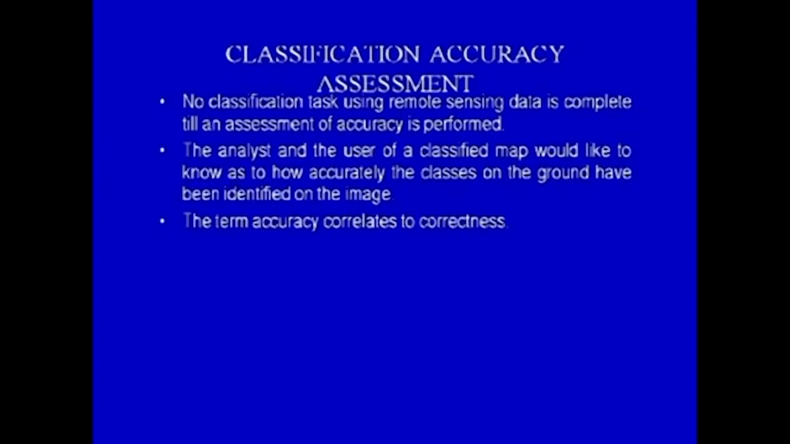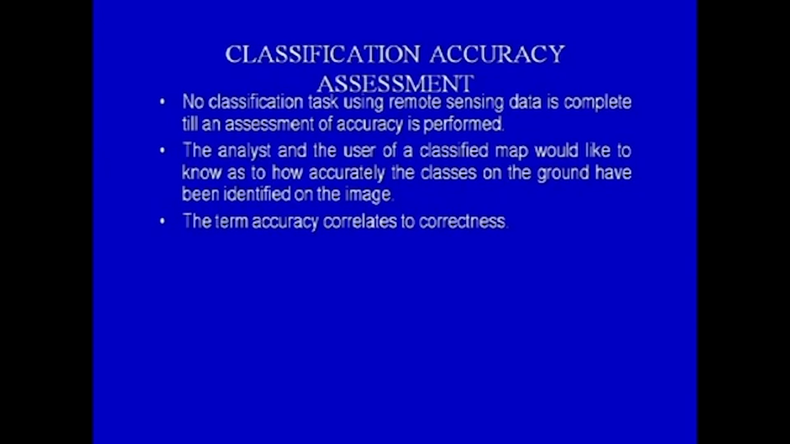After this, the next step which the analyst has to undertake is to make an assessment of the work or the classification which has been done. So, we now discuss classification accuracy assessment. Well, it can be said that no classification task using remote sensing data is complete till an assessment of accuracy is performed. The analyst and the user of a classified map would like to know how accurately the classes on the ground have been identified on the image.